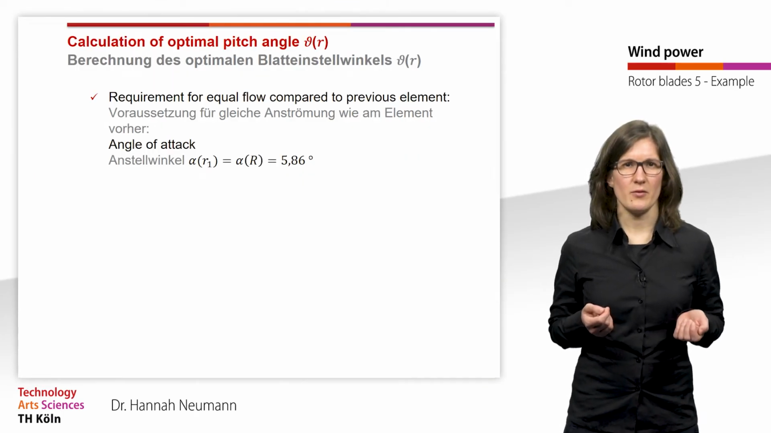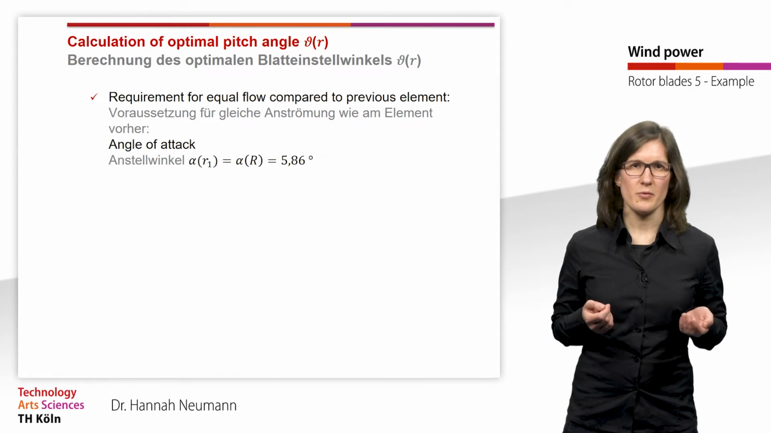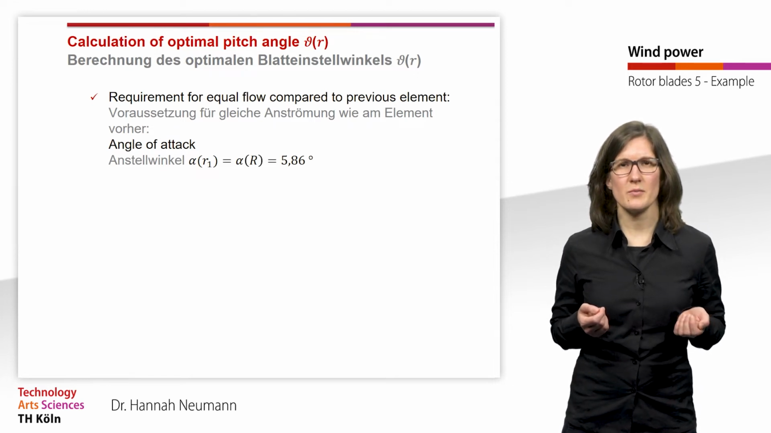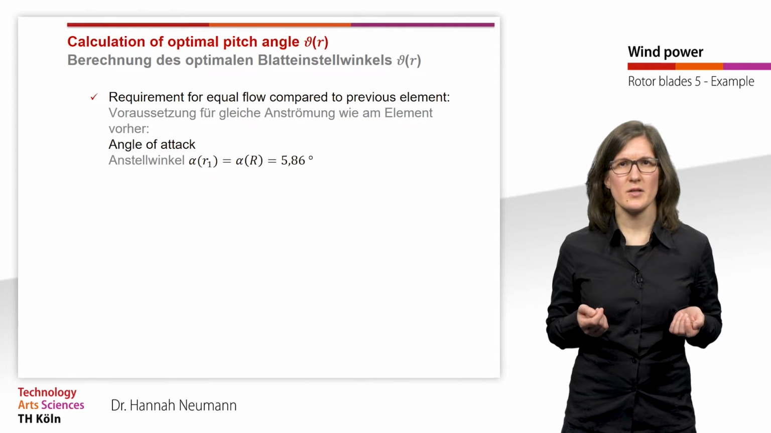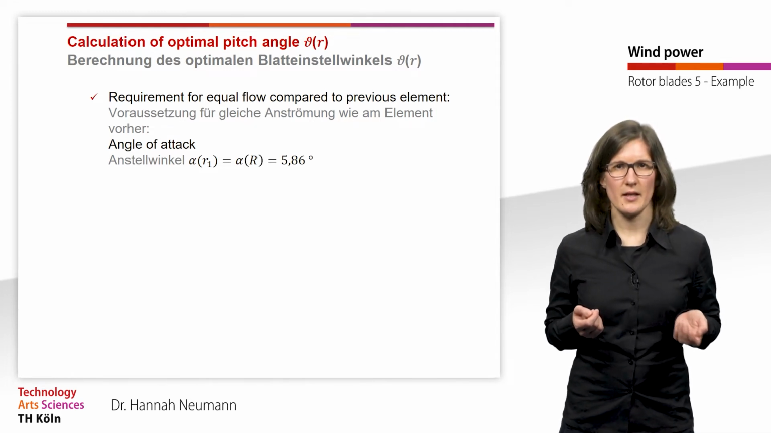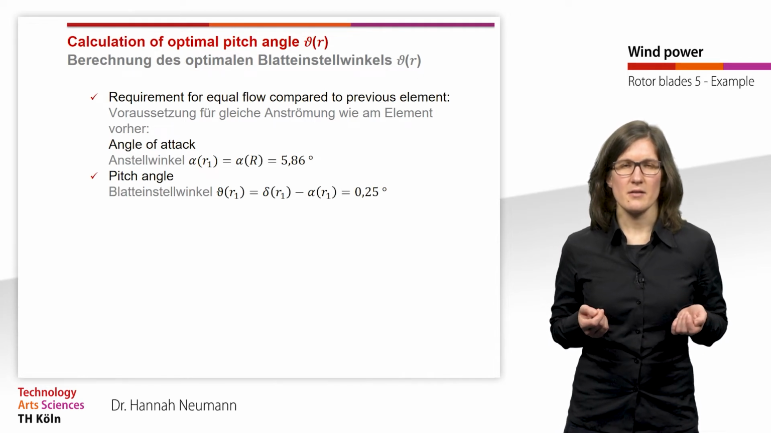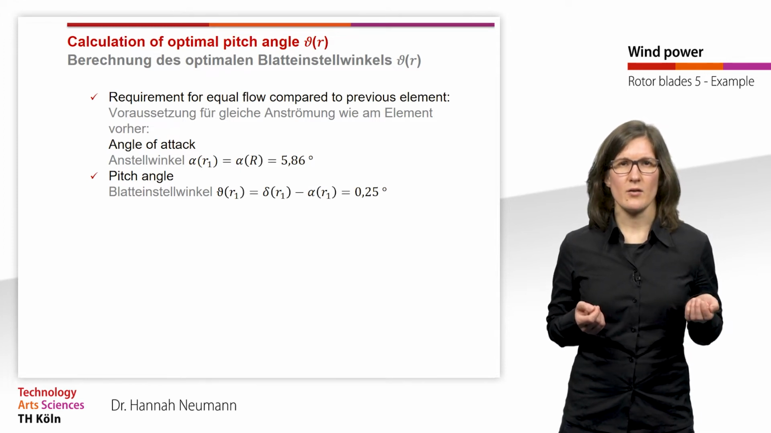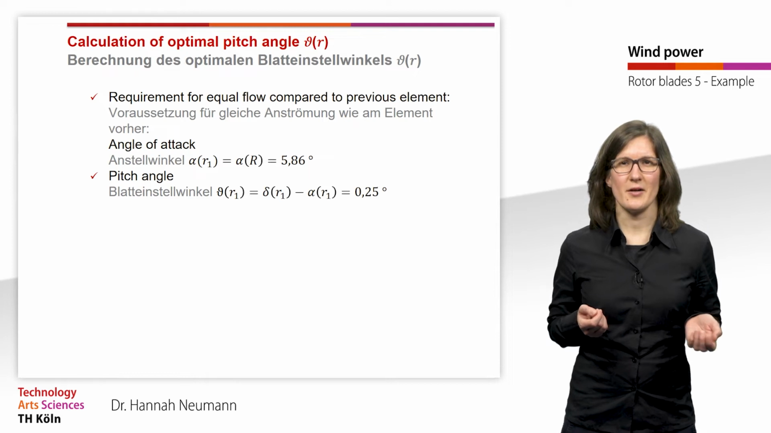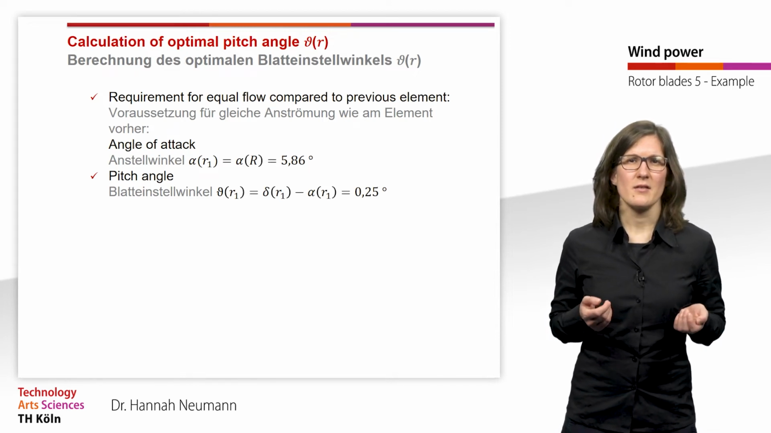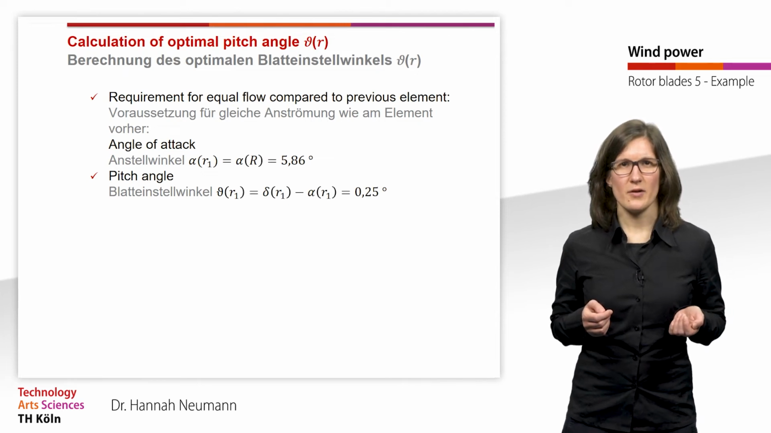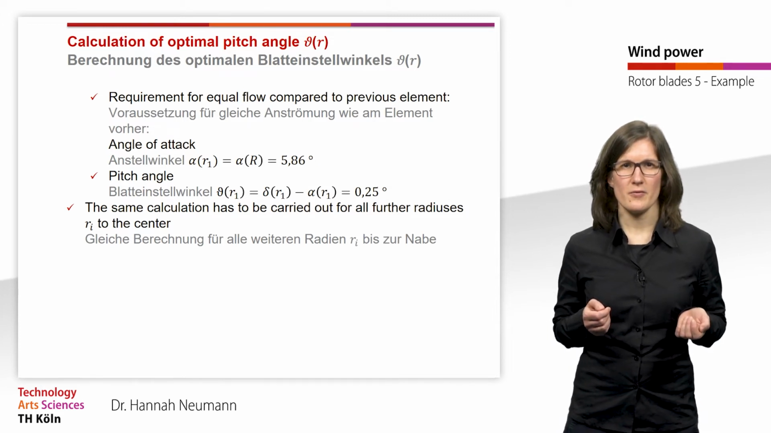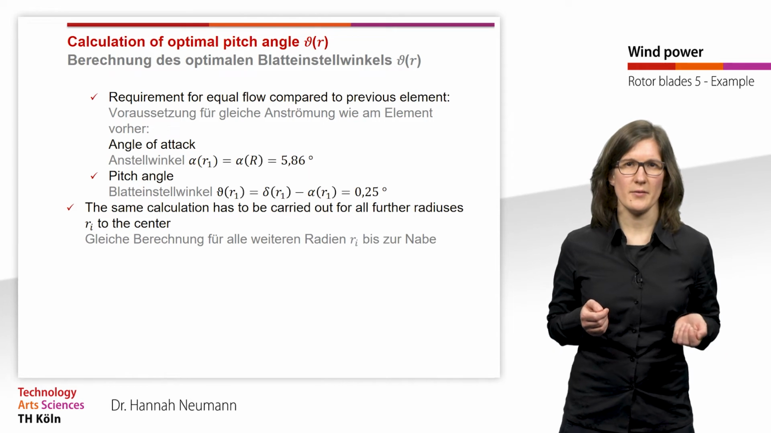And the requirement in order to reach equal flow compared to the previous element is that the angle of attack alpha is the same compared to the element before. So in our example, it has to be 5.86 degrees again. The pitch angle theta, the constructive parameter, can be calculated again by subtracting the angle of attack alpha from the total angle delta. And thus, for this blade element, the pitch angle theta is 0.25 degrees. The same calculation has to be carried out for all further elements to the center of the rotor blade.